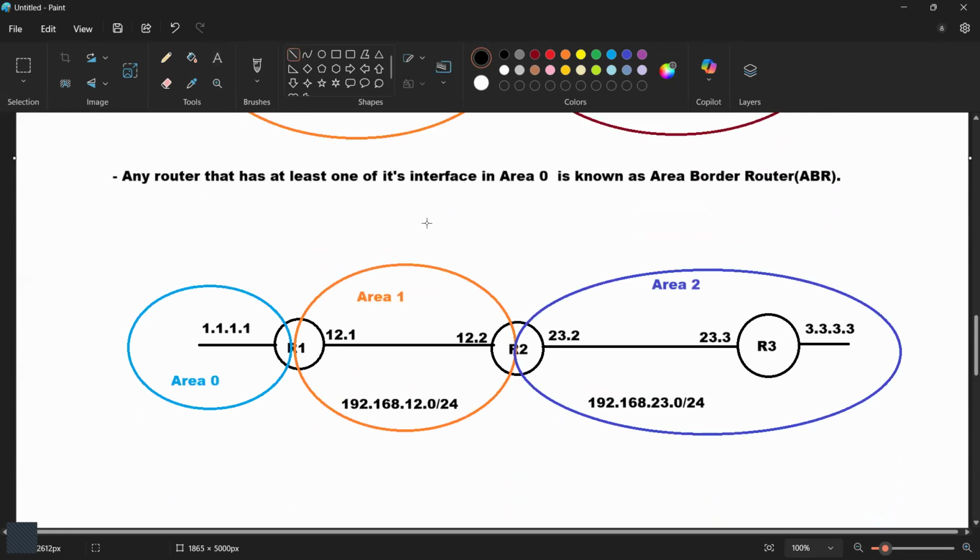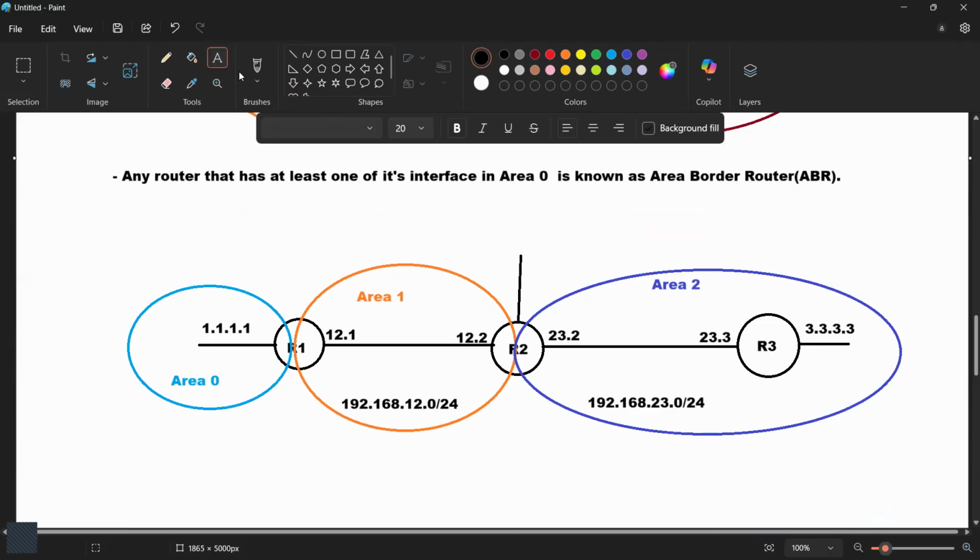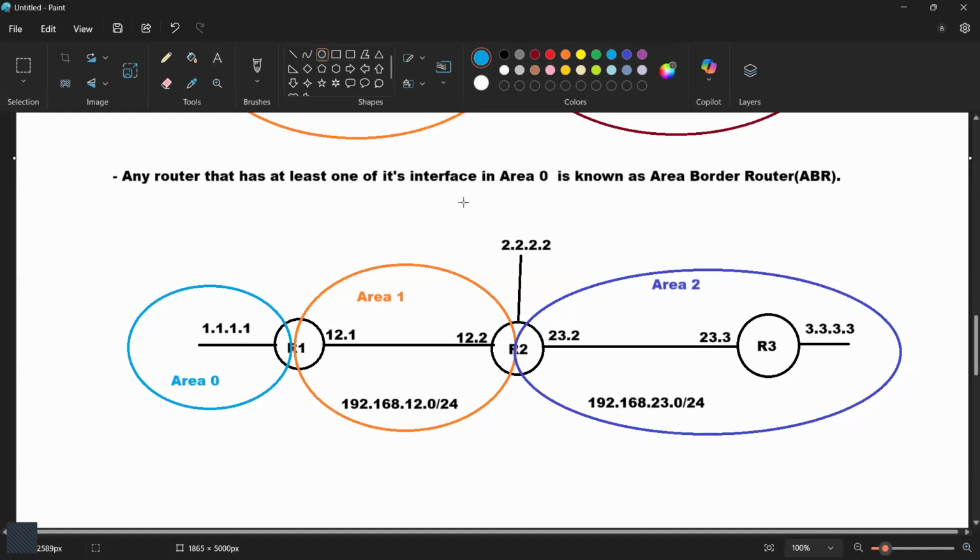So you are trying to say, what if I have more than one area 0? Okay. You can have it, but this is not suggested, having more than one area 0. You can configure area 0 here as well if you want, and they will start having communication. But this is not suggested.